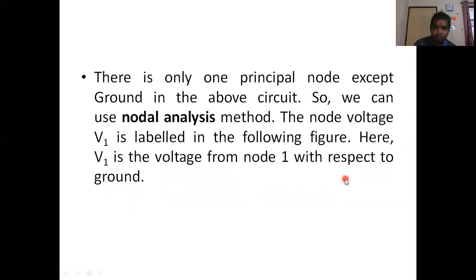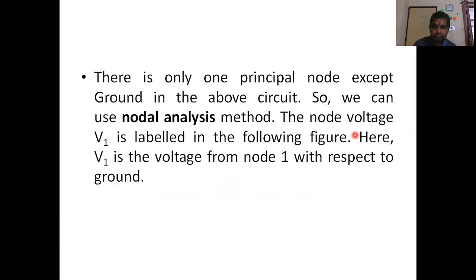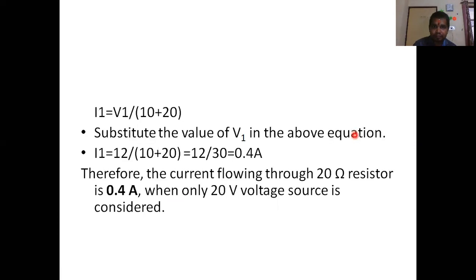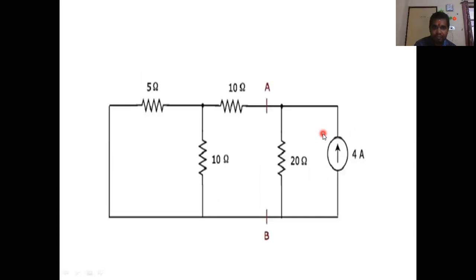Now what we have to do? We have to solve this circuit again by considering the 4 ampere current source. So let us go for that second step: find the current flow in the 20 ohm resistance due to the 4 ampere current source. So we eliminate the voltage source by short circuiting it. The modified circuit will be like this, because the voltage source has been short circuited.